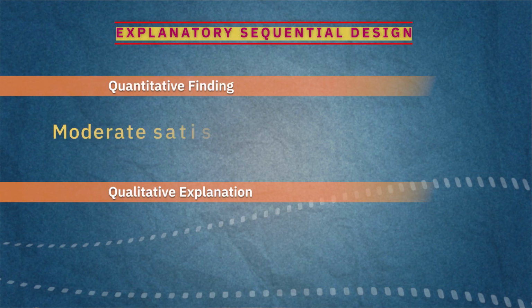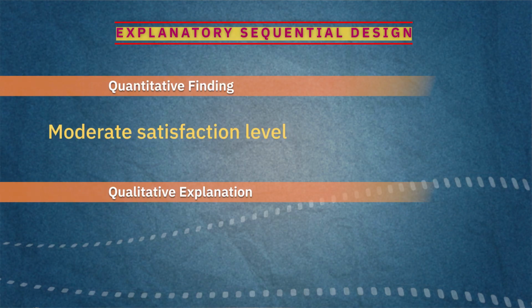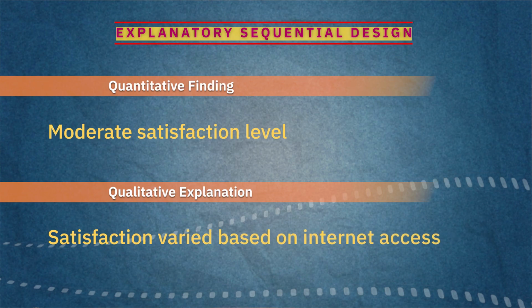Another quantitative finding could be that there is a moderate satisfaction level. So the qualitative explanation could be that satisfaction depends upon access to the internet. So as you can see, explanatory sequential design has a very clear and logical structure. It is a very step-by-step procedure that's easy to plan, design, and implement. The qualitative findings provide strong explanatory power to help explain the quantitative results. It's actually very valuable for policy formulation.